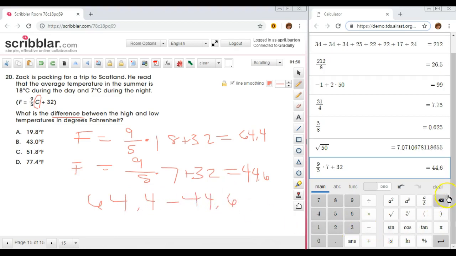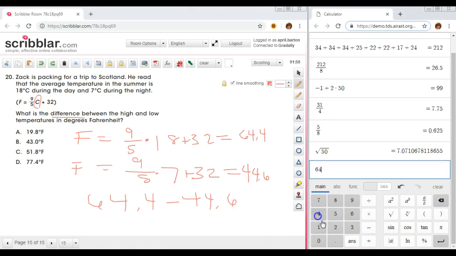So 64.4 minus 44.6 is 19.8. And that's our final answer. So that concludes our discussion of problems 16 through 20.